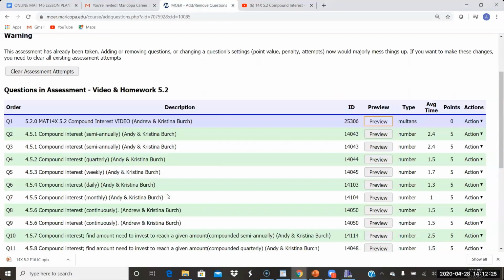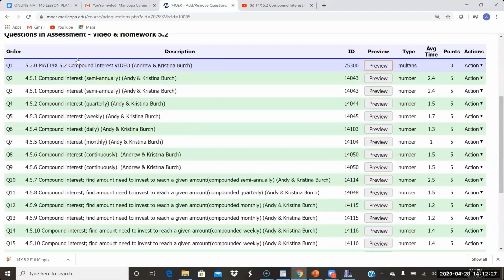So you have 21 problems, and the first one's just the video. But for problems 2 through 7, it's just compound interest at different times of the year.